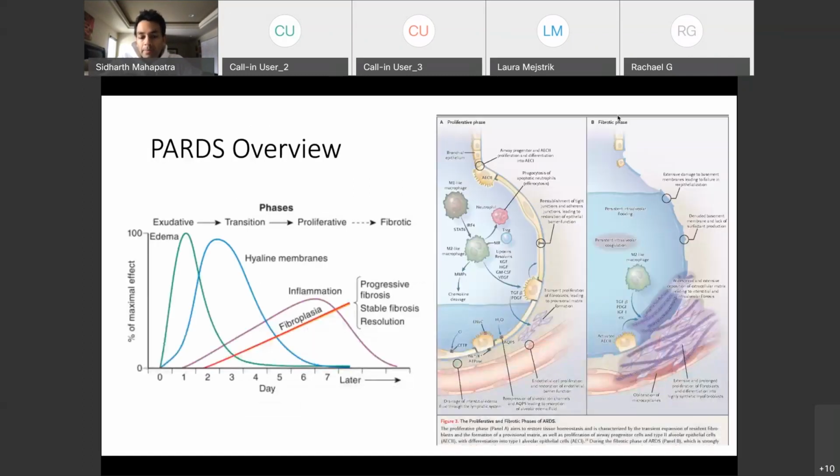The specific disease process that Prospect is investigating is pediatric acute respiratory distress syndrome, also known as PARDS.